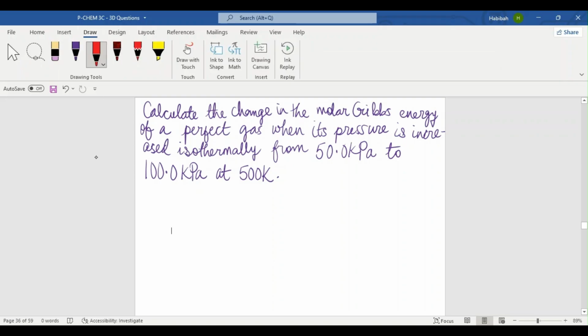Today we're going to be working on the question on the screen that says: calculate the change in molar Gibbs energy of a perfect gas when its pressure is increased isothermally from 50.0 kilopascal to 100.0 kilopascal at 500 Kelvin.